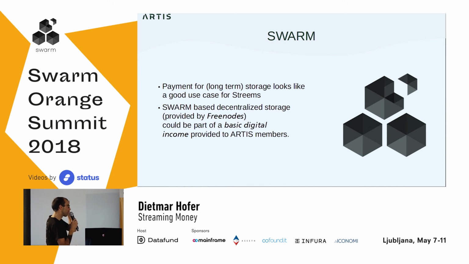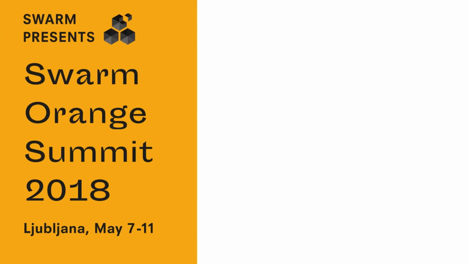And related to Swarm, maybe this kind of continuous payment could also be useful for Swarm, because there are cases in Swarm, for example long-term storage, where you have this kind of setup where you need to continuously pay. So if that sounds interesting, let me know. I think we are also interested in making Swarm part of the Artis network. We have a hierarchy of nodes where the so-called free nodes are supposed to provide services to the Artis members, and decentralized storage could be part of that. For example, every Artis member could have some share of this, some amount of storage available. Yeah, that was it, and thanks again for having me.